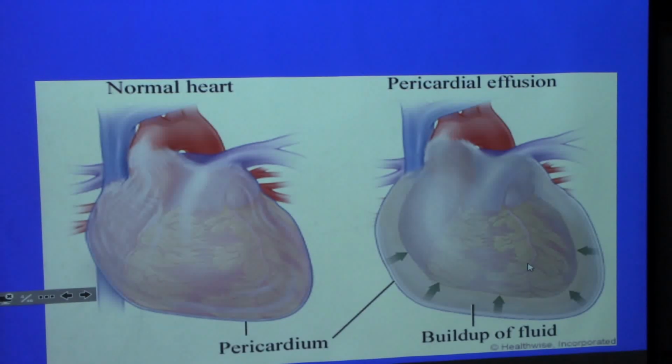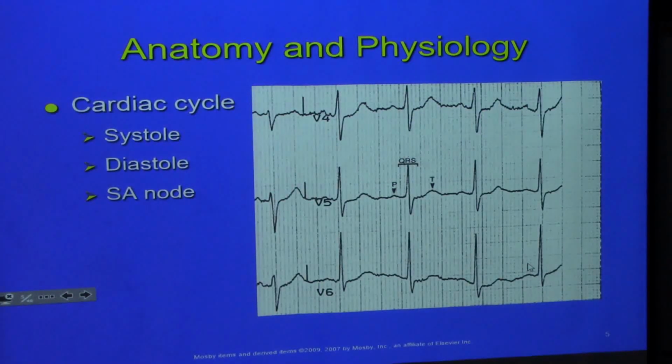Otherwise, the heart can go into tamponade, which is the inability to expand and contract, and that can be lethal for your patient. Okay, the cardiac cycle. I am the worst. I can put the leads on somebody and produce one of these strips, but I don't know how to read this thing 100%. I've been looking at these strips for years and it's still kind of a mystery to me.